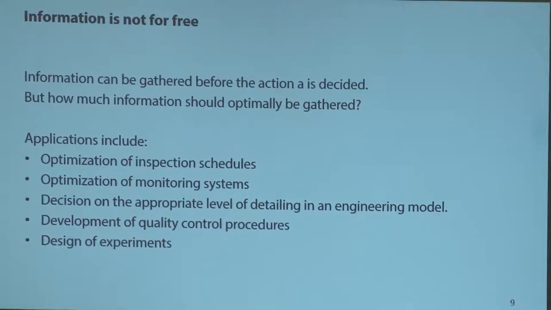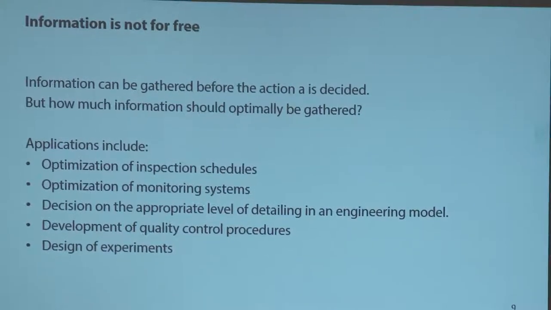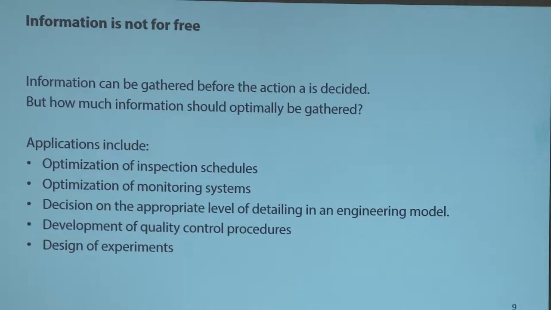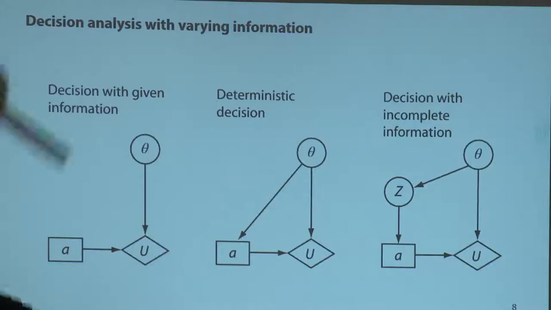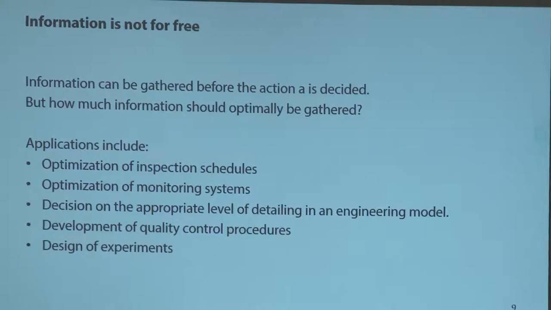Some of these slides are just copied from another lecture, so this is something you know already. I don't have to repeat it, but I left this slide here anyway to remind us why we are here. Information is not for free, and this information set that we assume to have comes at a cost, and there is a decision associated with whether or not we should actually collect this information. And this leads to what we want to do here: value of information, optimization of inspection and monitoring.